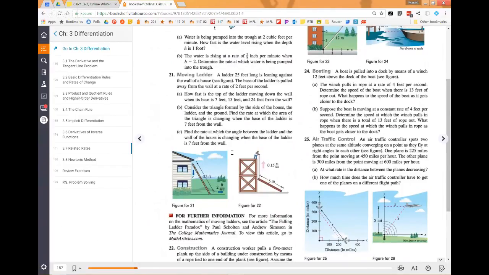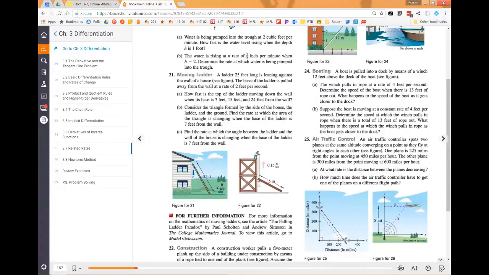Part C says, find the rate at which the angle between the ladder and the wall of the house is changing. Let me try to draw this on here. No, I can't draw on this picture, so let me go back. I don't have the tools to do that, but that would be this angle right where my mouse is. Can you see my little cursor there? That would be this angle right in here.